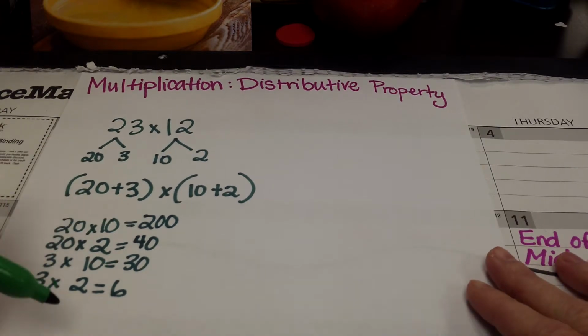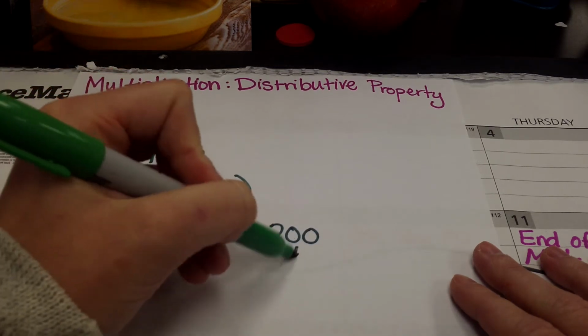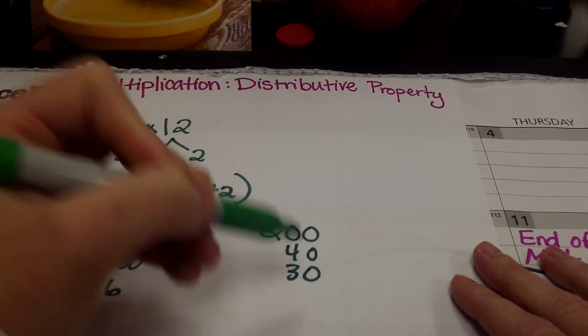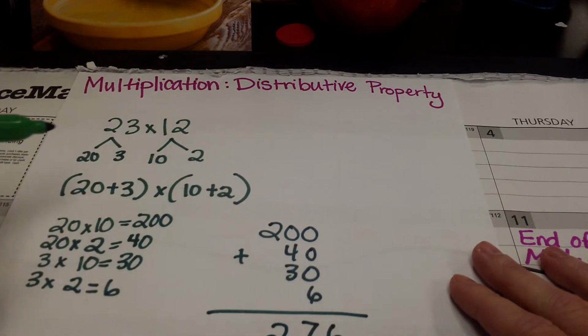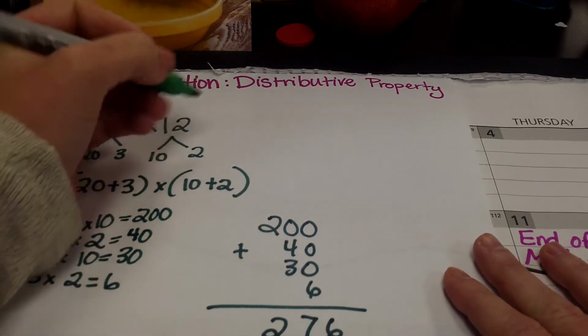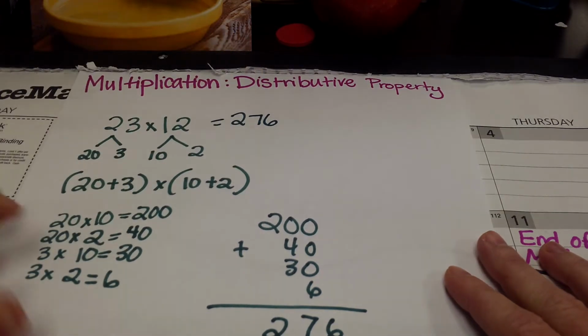Once you get all 4 products, then you need to add them together. 200 plus 40 plus 30 plus 6. Okay, and you're going to get 276. So the answer is 276 up here.